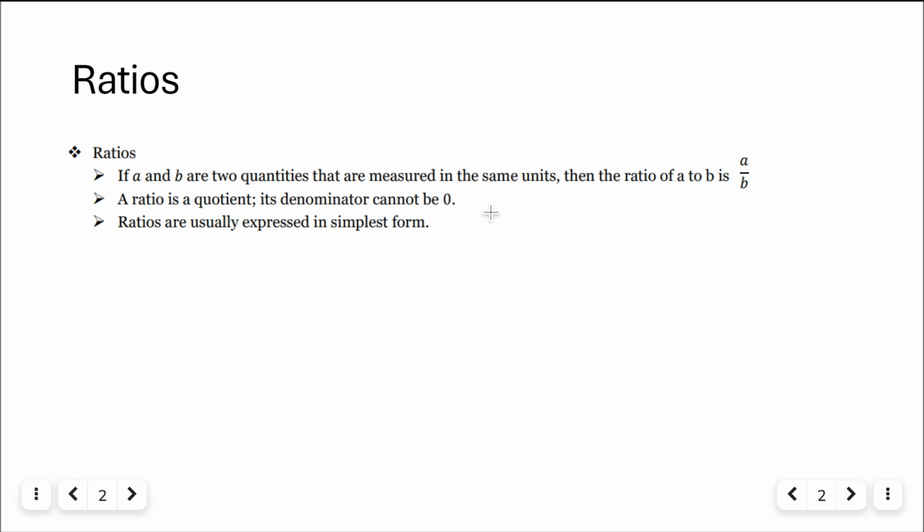A and B are two quantities measured in the same units. The ratio is A to B, or A over B. A ratio is a fraction. The denominator can't be zero. Ratios are expressed in simplest form. Okay, ratios are fractions. We know that.